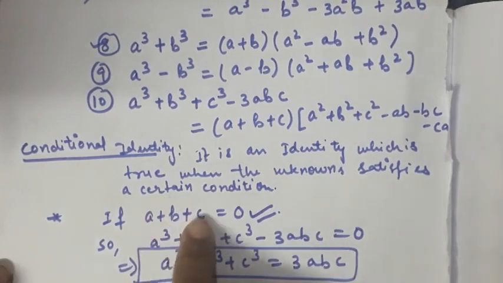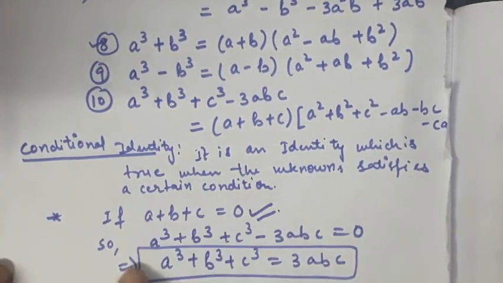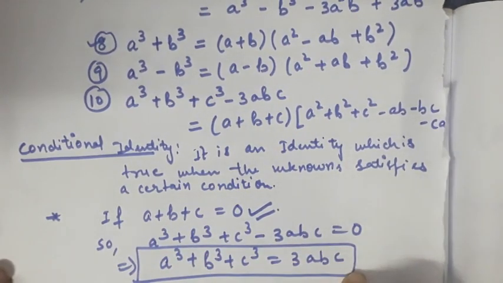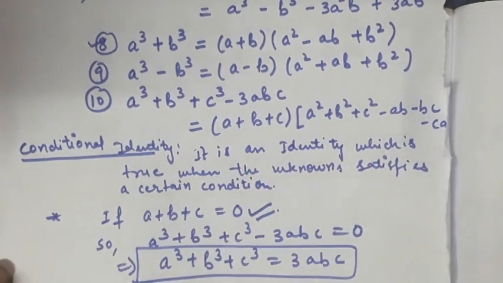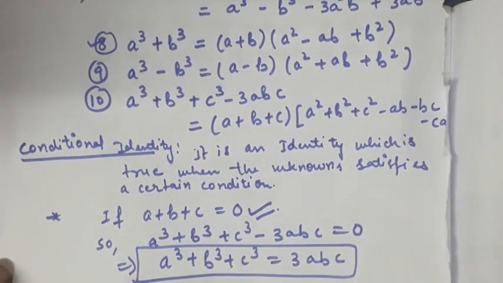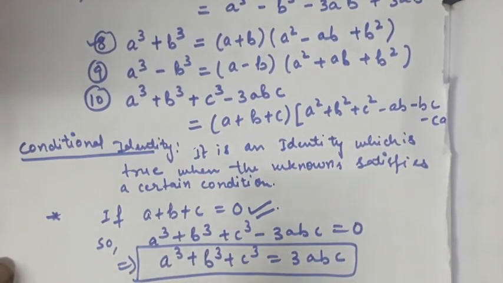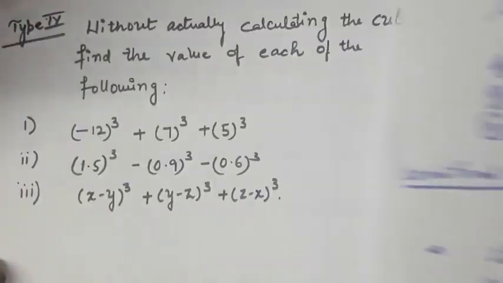The condition is a + b + c = 0, and if the condition is satisfied, definitely a^3 + b^3 + c^3 = 3abc. Now we will use this to find the cube sum of three numbers. If it satisfies the condition, only then can we apply this, otherwise not. Okay, so first of all, see it.